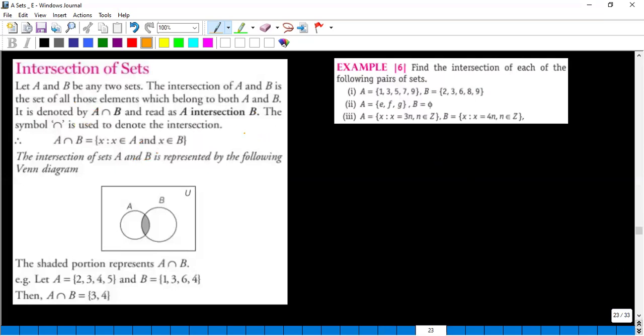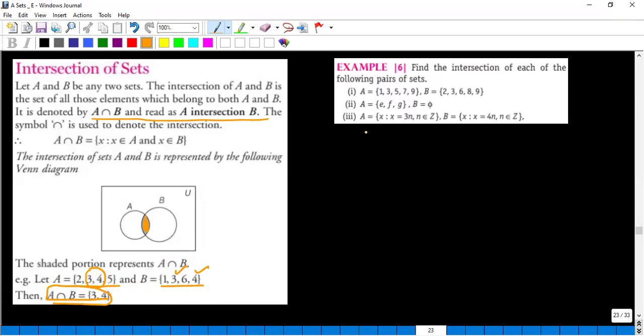Intersection of sets. This time what they'll tell is what is meant by intersection. We will take only common elements. Just see, only the common part is shaded. I have set A 2, 3, 4, 5 and 1, 3, 6, 4. In these two, we have two elements common, 3 and 4. Those two elements only we will write in the case of intersection.